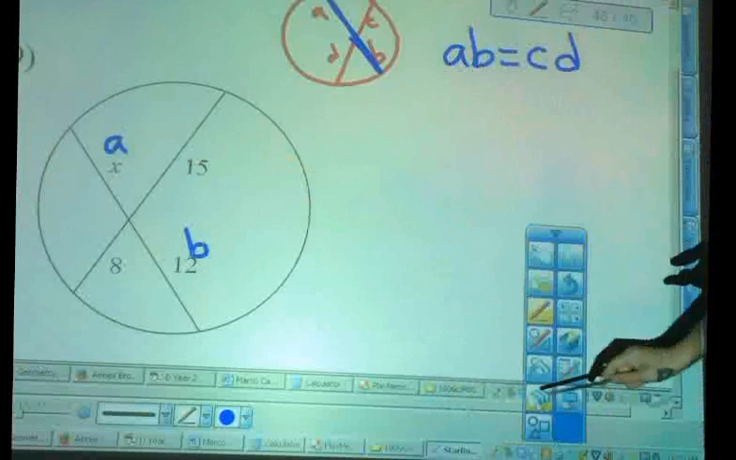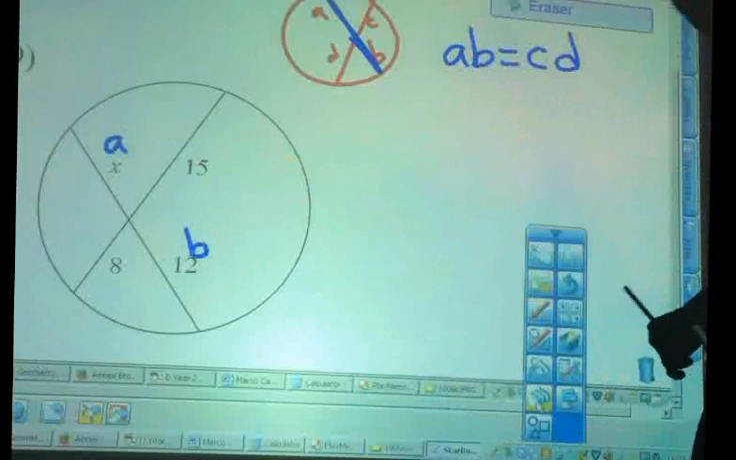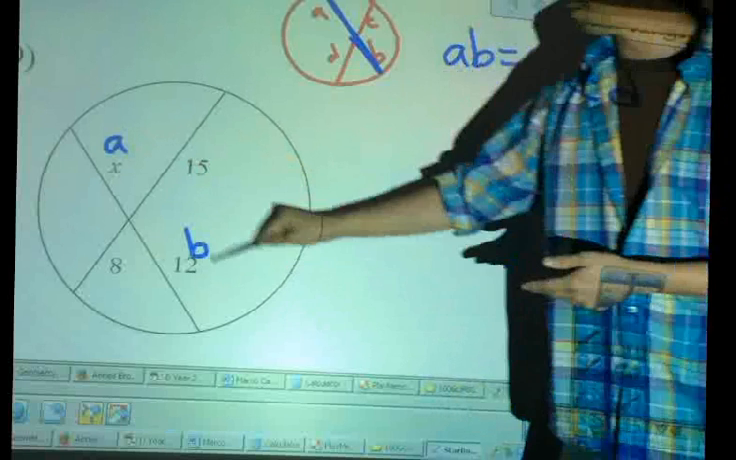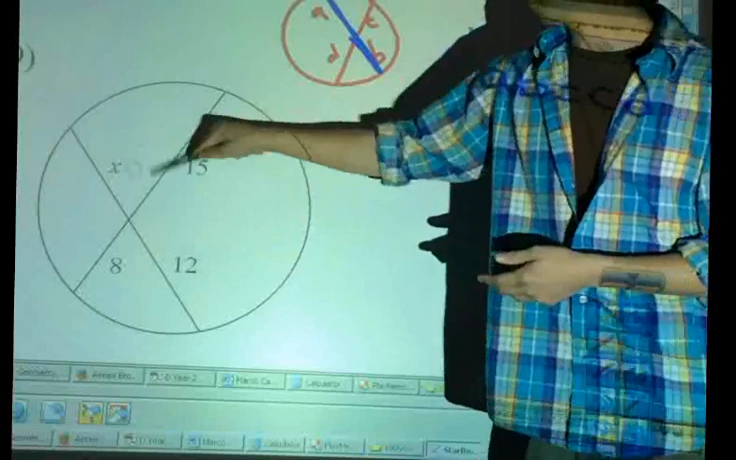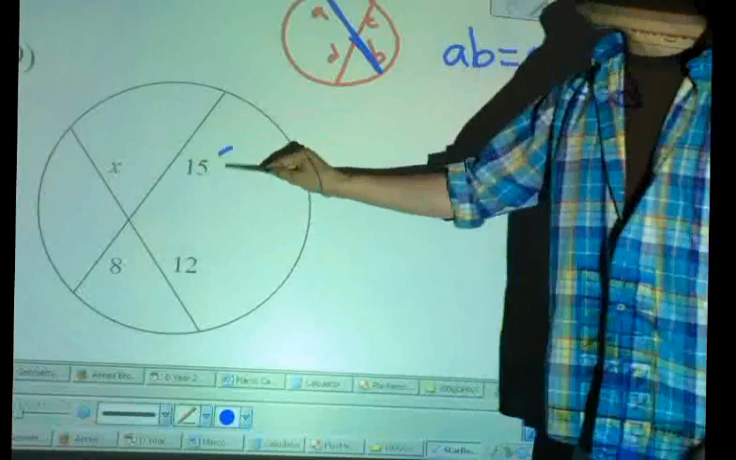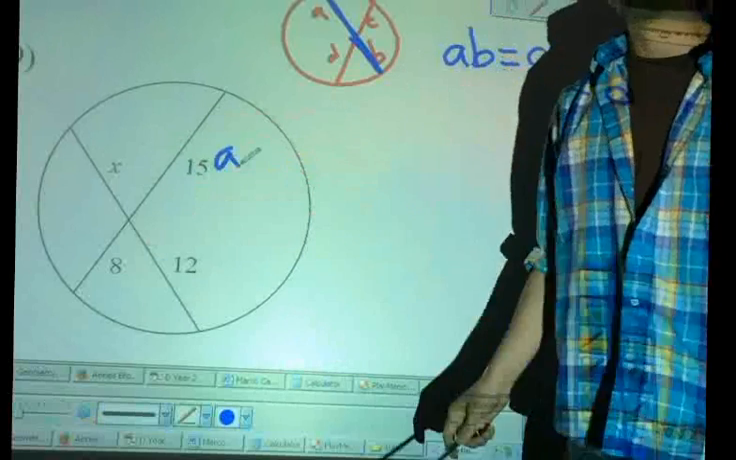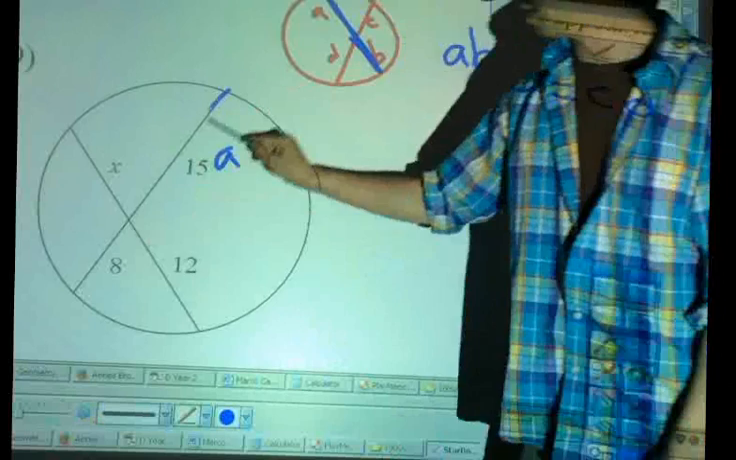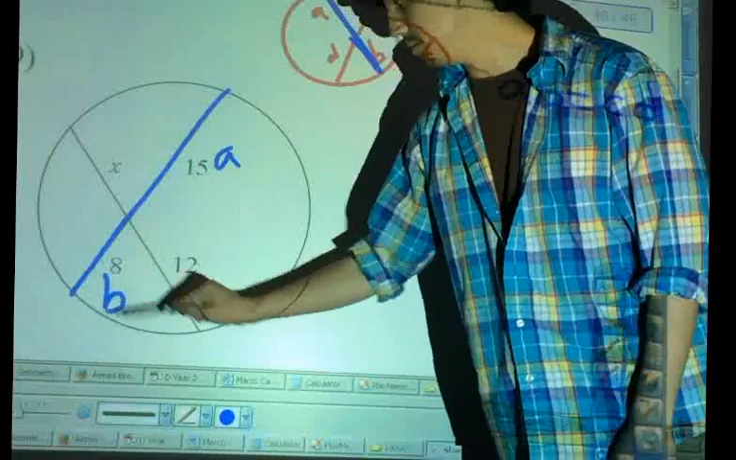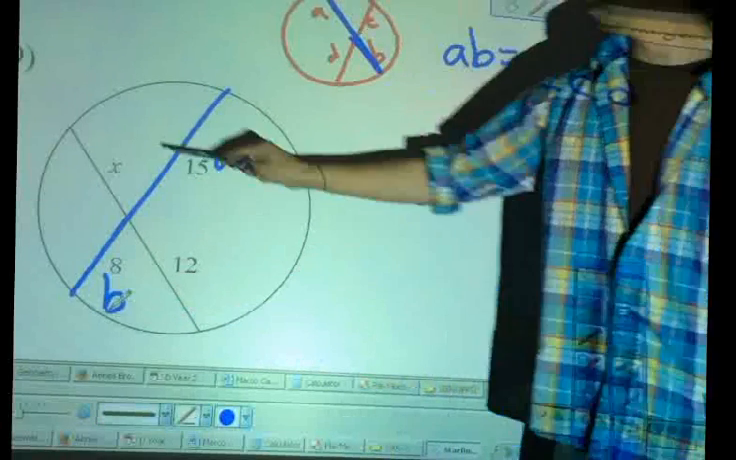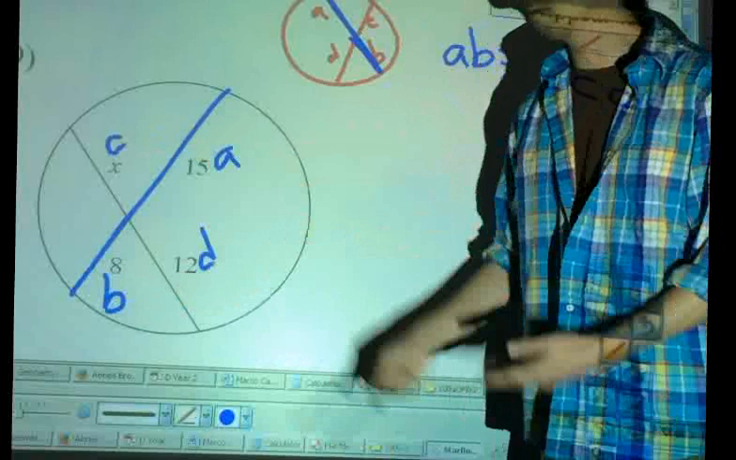But I could also do this differently. I don't mean to confuse you guys and show you two different ways to do a problem, okay? But it might happen that instead you label 15 as A. And if you label 15 as A, then what has to be B? Well, we said A and B are on the same line, right? So then 8 would have to be B. You see what I mean? And then C would be X, and then D would be 12, the last one.